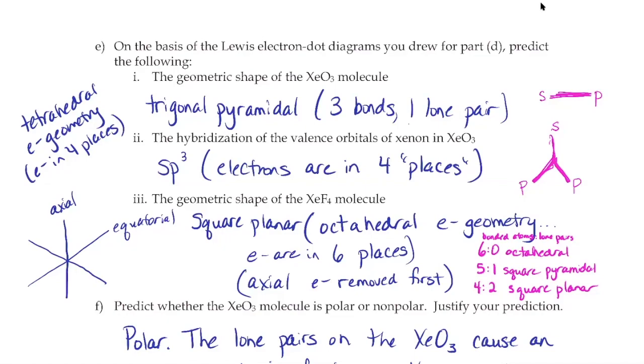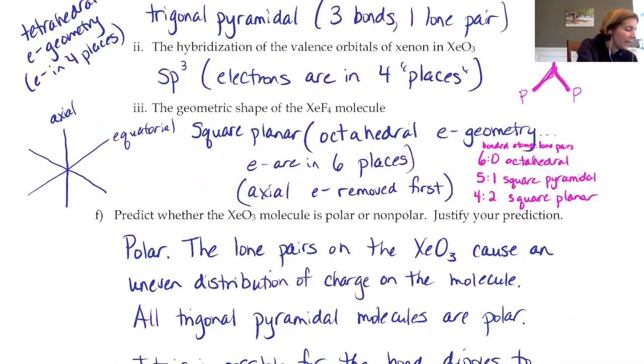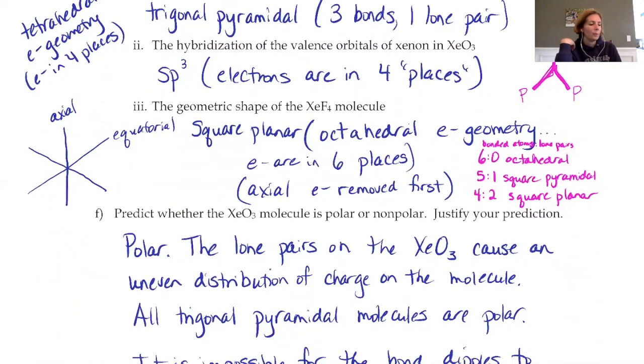Okay. And then the electron geometry of the XeF4. So here's that XeF4. There's that expanded octet, with fluorines all around. Those fluorines, if you want to think about it, are all on a flat plane, and the lone pairs on that xenon are above and below that flat plane. And so it would be a square planar molecular geometry. It's octahedral electron geometry. The electrons are in 6 places, the 4 bonds and the 2 lone pairs.